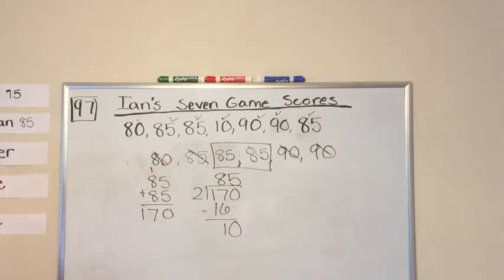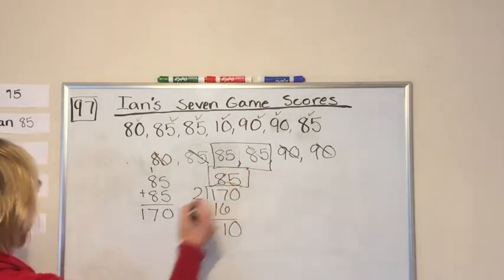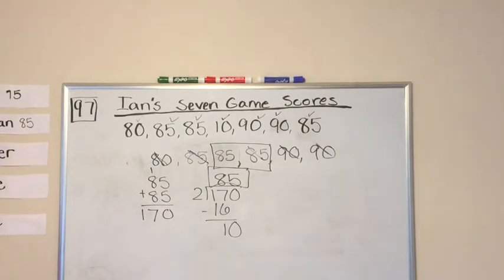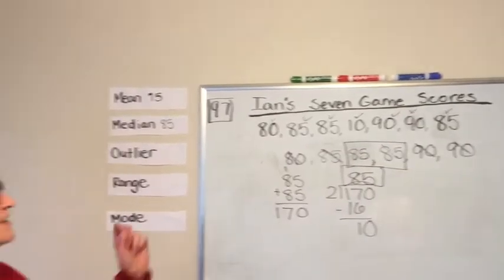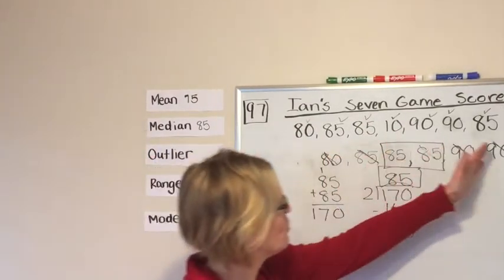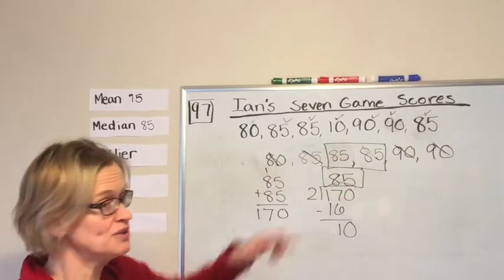Which ends up being 85, which ends up being the same that we found there. All right, moving on. So we know, remember, mean is the average. You add them all together, divide them by the numbers. Median is when you put them in order. You find your middle number.